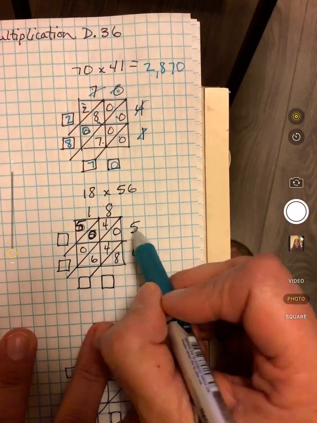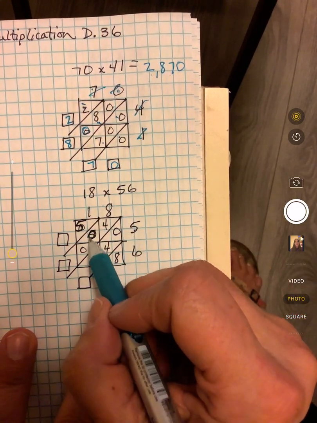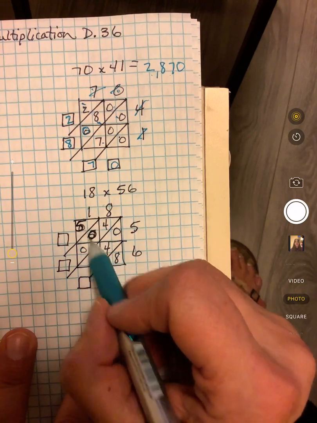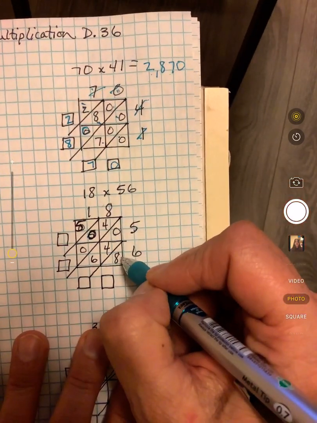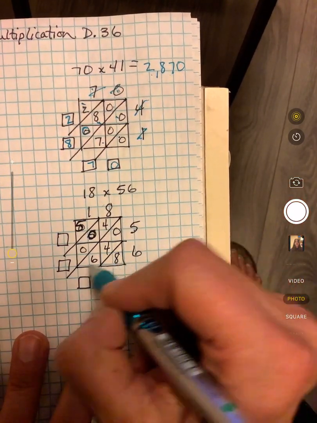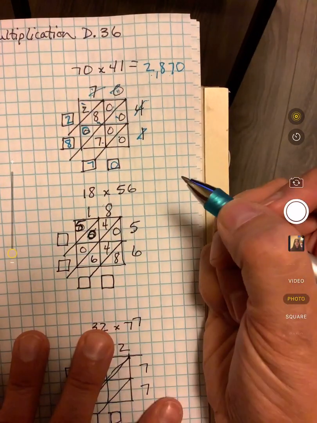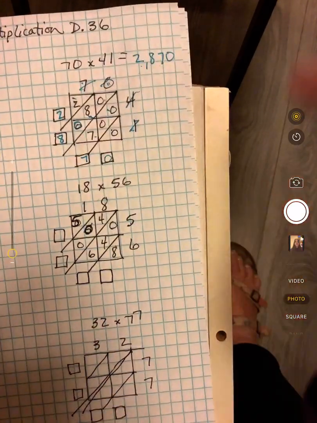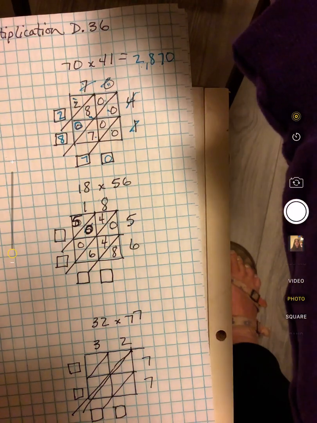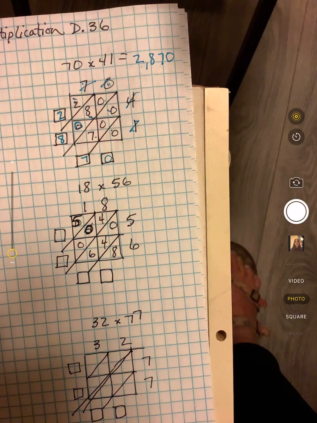8 times 5 is 40. 1 times 5, that's actually 10, so 50. Okay. This would be 48. No, this would be, just a second. Let me check something, okay? I may have made a mistake here.